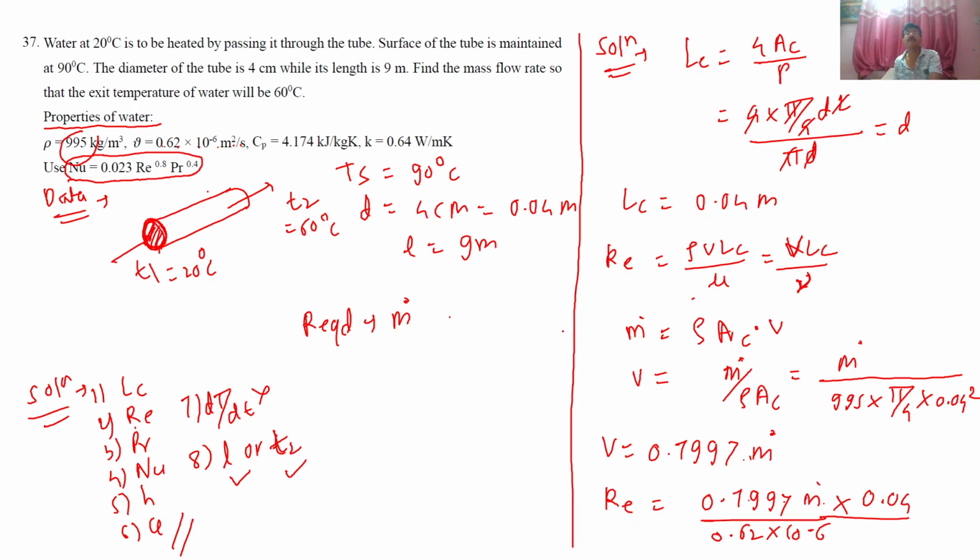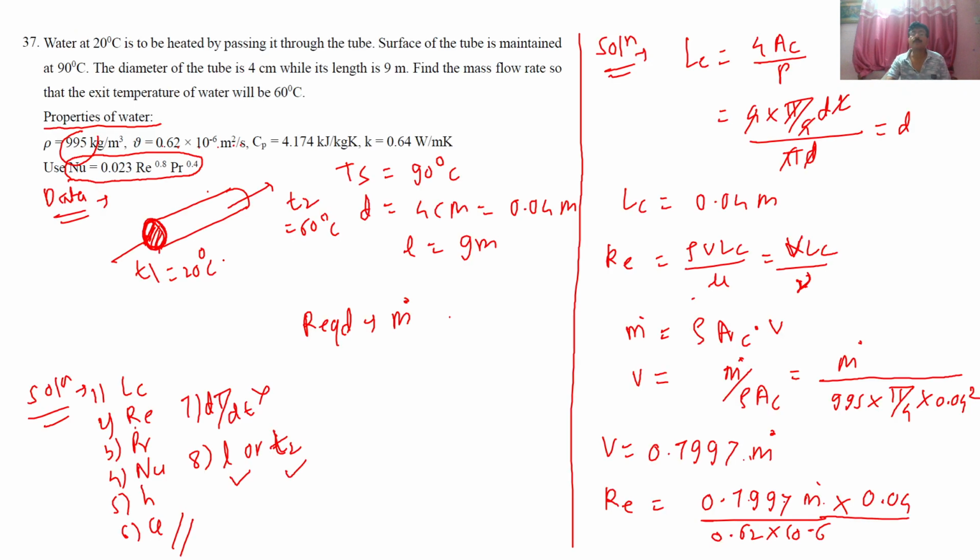So Reynolds number comes around as 0.7997 into 0.04 divided by 0.62 into 10 raised to minus 6. It comes around 51,593.54. This is the value of the Reynolds number.